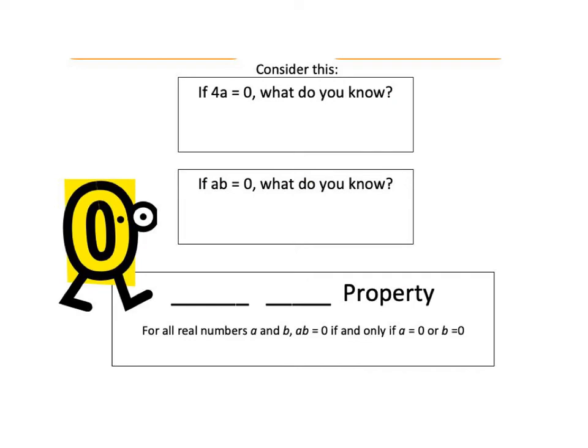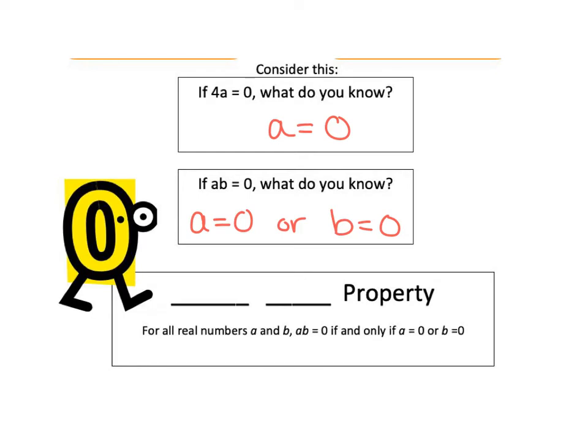So to figure out how to solve this, consider the following statement. If 4 times a equals 0, what do you know? Well, hopefully you recognize a would have to be 0. Well, what if we had ab equals 0? What do we know? Well, a could be 0, and b could be 9, because 0 times 9 is 0. Or maybe b is 0, and a is 17. So we could conclude that a or b is 0.